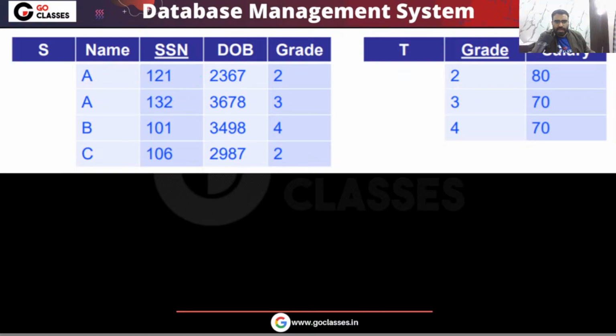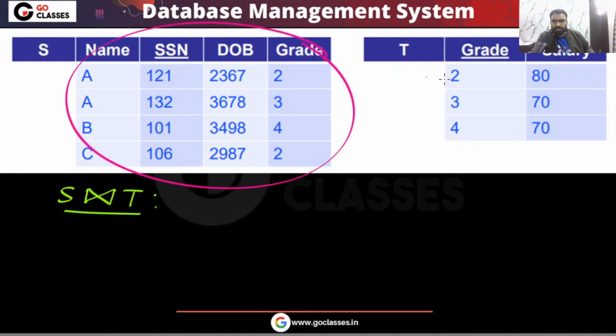We have two tables S comma T, and in these tables S comma T we want to perform the natural join. So what will be the output of natural join? I told you that natural join simply means we will combine the tuples of S comma T where those tuples are equal in the common attributes. What are the common attributes of S comma T? You find the attributes which have the same name in S comma T. So you can see this grade attribute is common in both the tables.